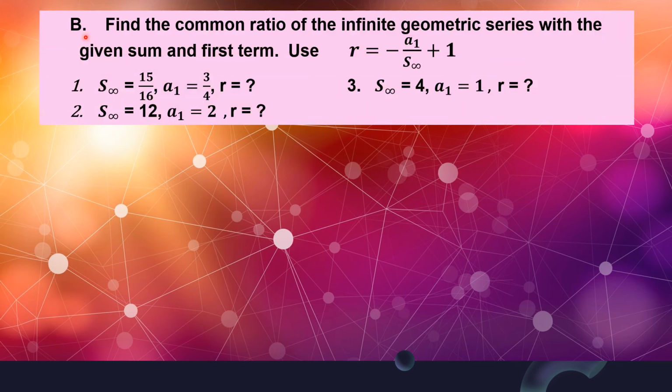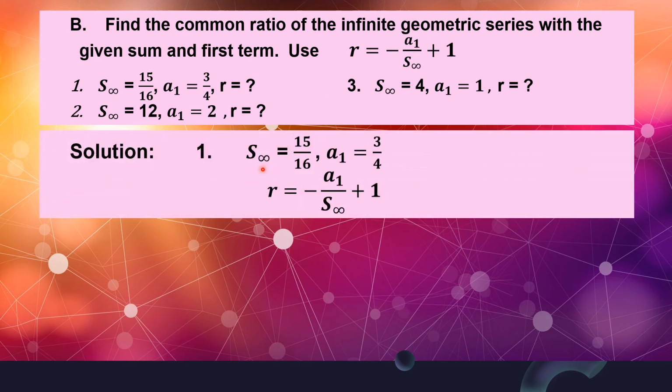For letter B, find the common ratio of the infinite geometric series with the given sum and first term. Use the formula of the common ratio: R equals negative A sub 1 over S sub infinity, plus 1. So, these are the given. For number 1, just substitute the given to the formula.